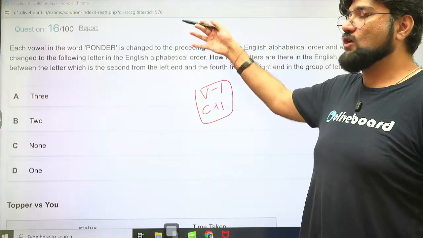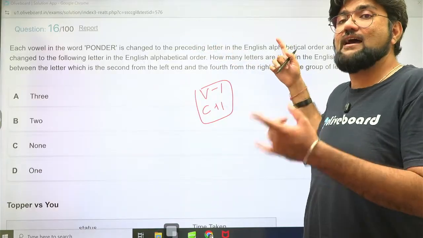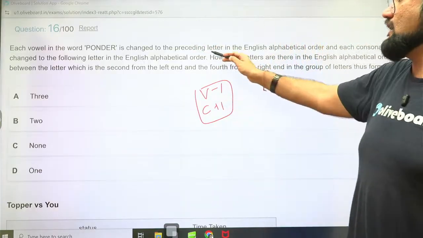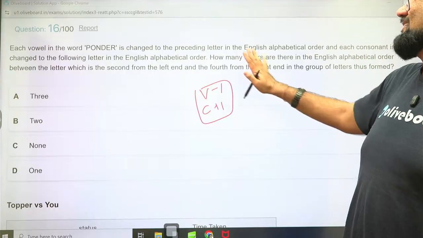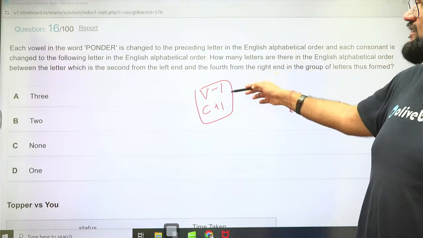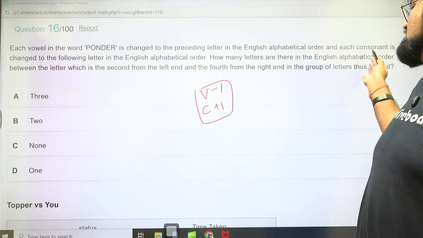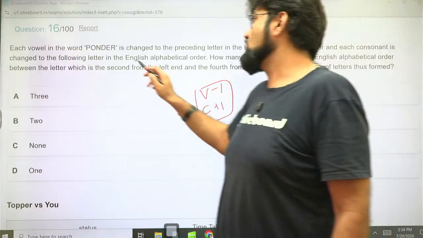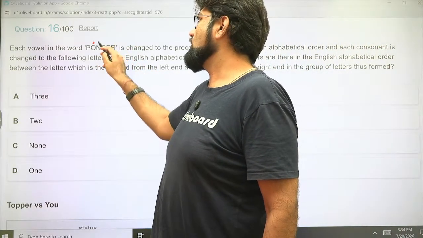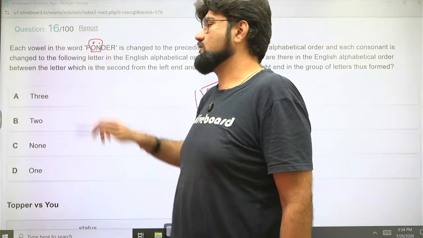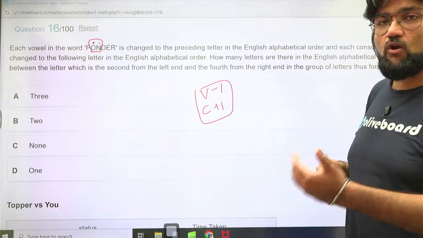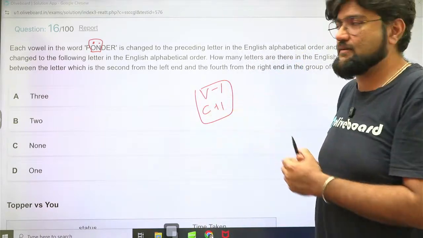Usually after this, they also arrange it in an ascending order. If that is happening, then the story changes. But here if you read it completely, nothing else is happening. Okay. After this, they are just asking how many letters are there in the English alphabetical order between the letter which is second from the left end and fourth from the right end. So they are looking between these two letters. In the English alphabetical order means in the English alphabet, how many letters are present here.